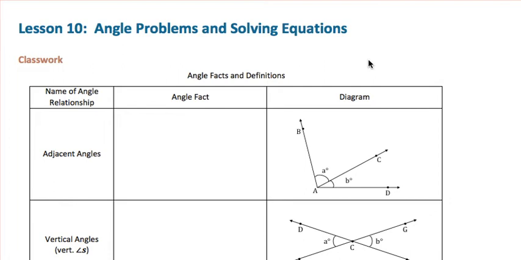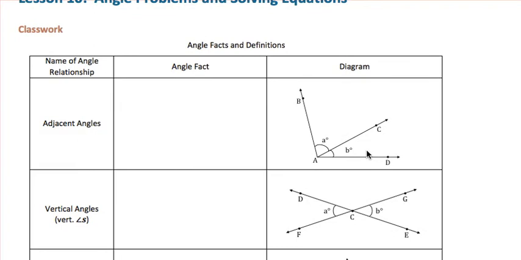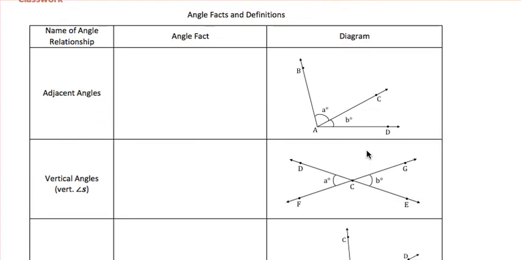In Module 3, Lesson 10, we're going to look at angle problems and solving equations. We're starting off with a table of four different drawings. And you should observe first the drawings and the different ways that angles might be notated in the table. Then we're just going to review a few facts about angles.